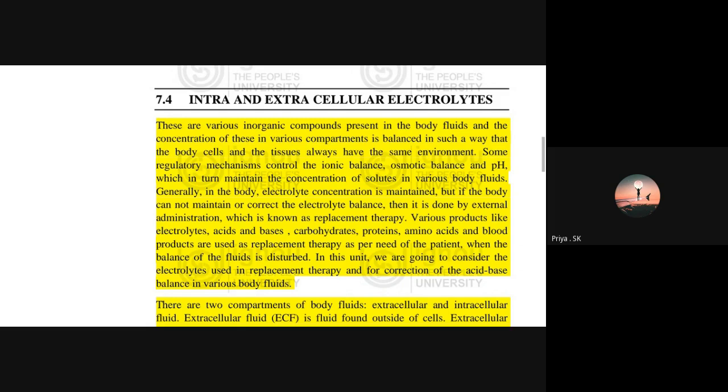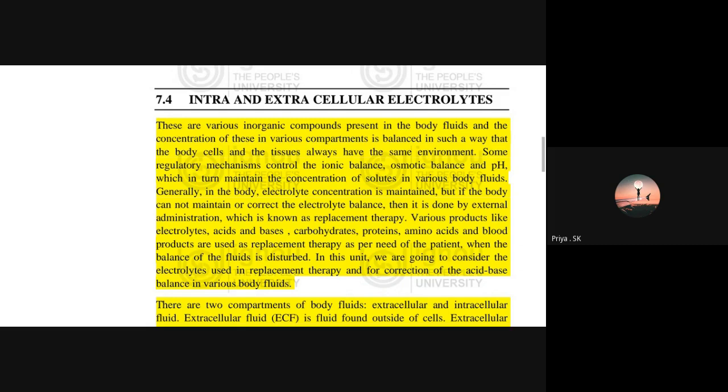various body fluids. Generally, in the body, electrolyte concentration is maintained, but if the body cannot maintain or correct the electrolyte balance, then it is done by external administration, which is known as replacement therapy. Various products like electrolytes, acids and bases, carbohydrates, proteins, amino acids, and blood products are used as replacement as per the need of the patient when the balance of fluids is disturbed.